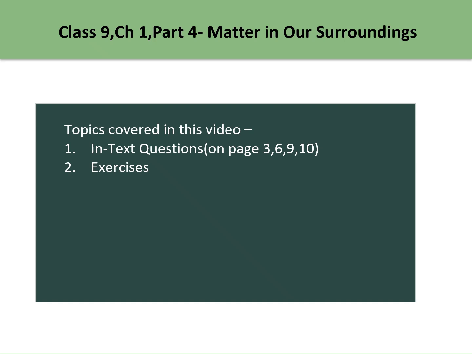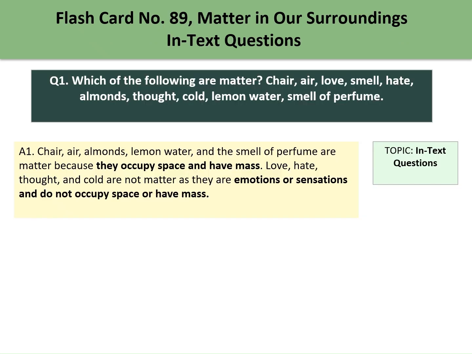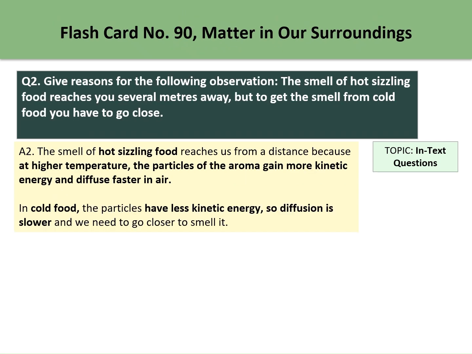Now let us start with in-text question number 1. Which of the following are matter? Chair, air, love, smell, hate, element, thought, cold, lemon water, smell of perfume. Chair, air, element, lemon water and smell of perfume are matter because they occupy space and have mass. Love, hate, thought and cold are not matter as they are emotions or sensations and do not occupy space or have mass.